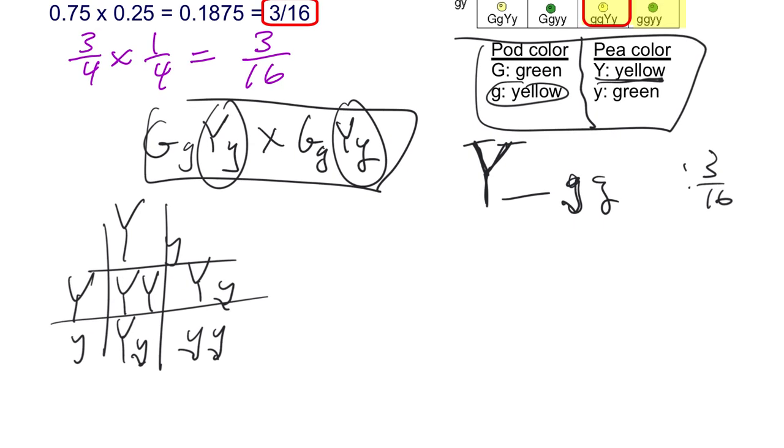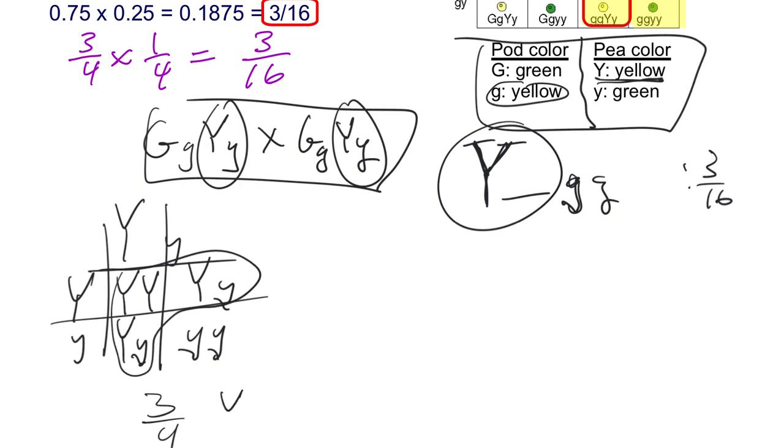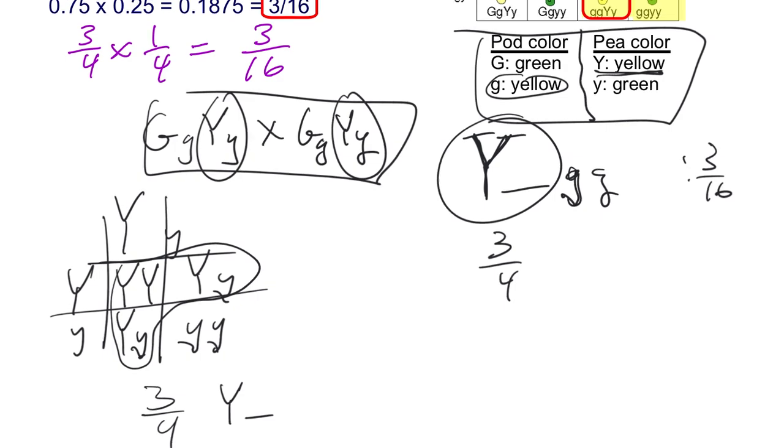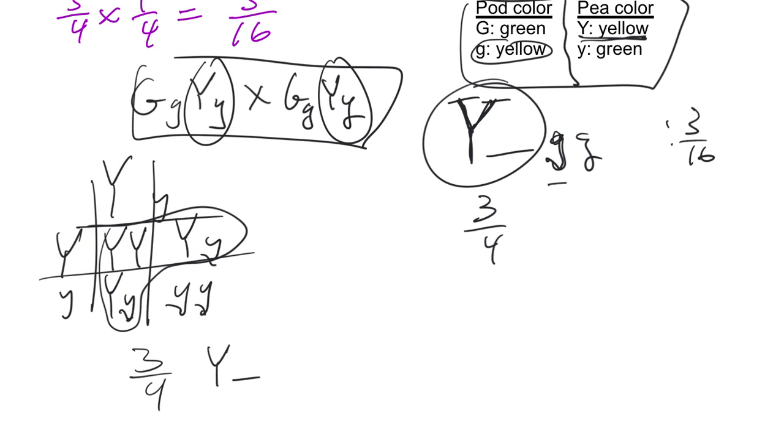Okay, so what's the chance of me getting big Y something? That'd be a 3 out of 4 chance of getting big Y with something next to it. So that'd be 3/4 here. Okay, now I'm going to do the same thing to find what the ratio would be for little g.